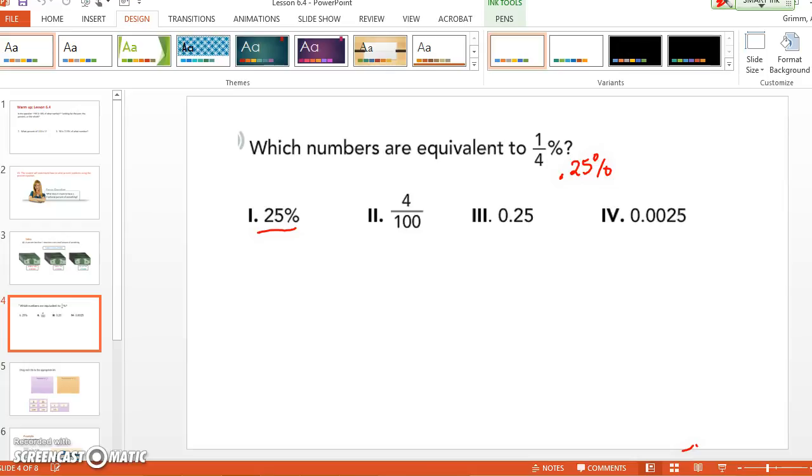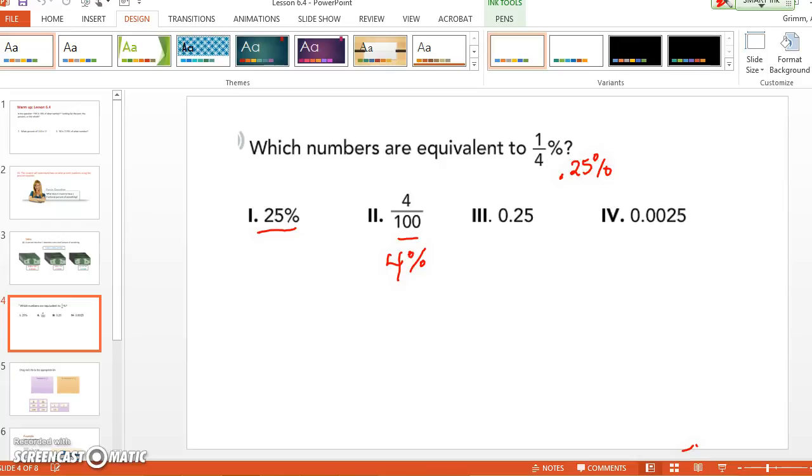Okay, what about 4 out of 100? Let's think about this. If you got 4 right on a test out of 100, what was your percent? You only got 4 questions right. 4%. Right? If you got 4 questions right out of 100, you just got 4%. Isn't percent always out of 100? So this right here would be 4%. That's it. It's out of 100 already.